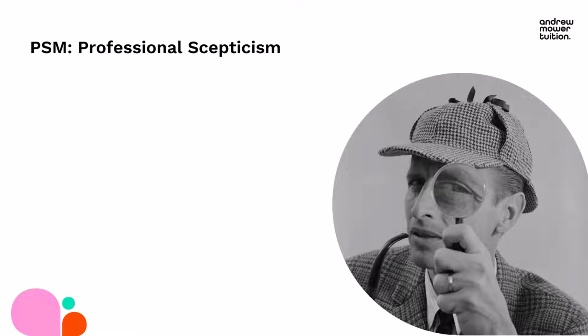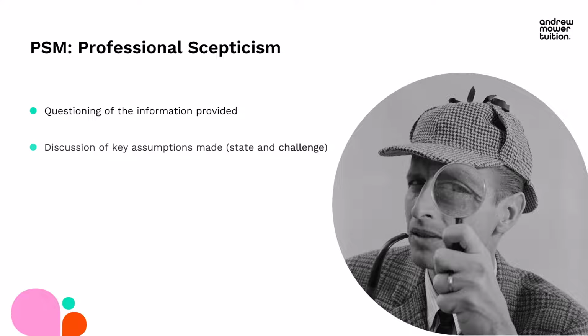Now, professional skepticism and commercial acumen, again, can be anywhere in the exam. They will be in both section A and section B. So professional skepticism is all about questioning the information you've been provided with. As part of that, we need to discuss the key assumptions you make. Now, it isn't just a case of stating the assumption, "This assumes that the inflation rates remain constant." It's about challenging them as well. Again, I'll show you how to do that in just a moment.